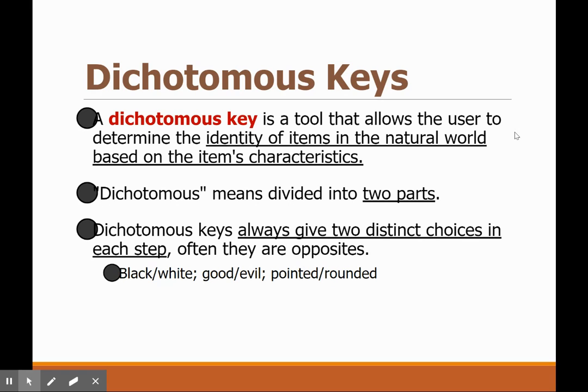Okay, so a dichotomous key, it's a tool that scientists use, or that we will be using, to identify things in the natural world based on their characteristics. For dichotomous keys, it means that there are two parts. So at each step in your dichotomous key, you're going to be faced with two choices. For example, I have black and white. If I was looking at a dichotomous key for bears, I might have, does it have black fur? Does it have white fur? Okay, so notice that each step is often opposite of each other, so you know which way to keep following.